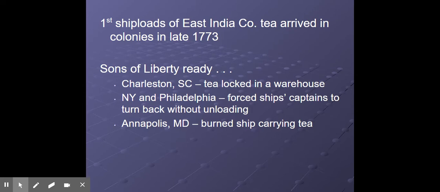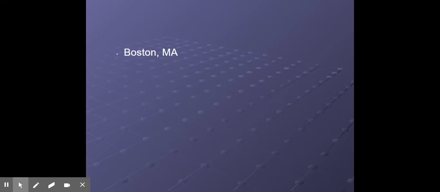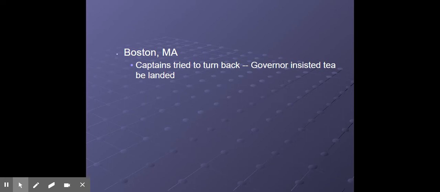But the incident that gains the most attention is the one in Boston. The captains of the tea ships tried to turn back. They're like, look, we've heard stories. Annapolis, they're burning ships. You know what? It's not worth it. We're going to turn around. We're going to leave. But the governor of Massachusetts, who's a royal governor and wants to look good for the king, says, no, you guys are going to land this tea. I will protect you. So you're going to come into the harbor and we're going to get the tea off the boats and we're going to sell the tea.